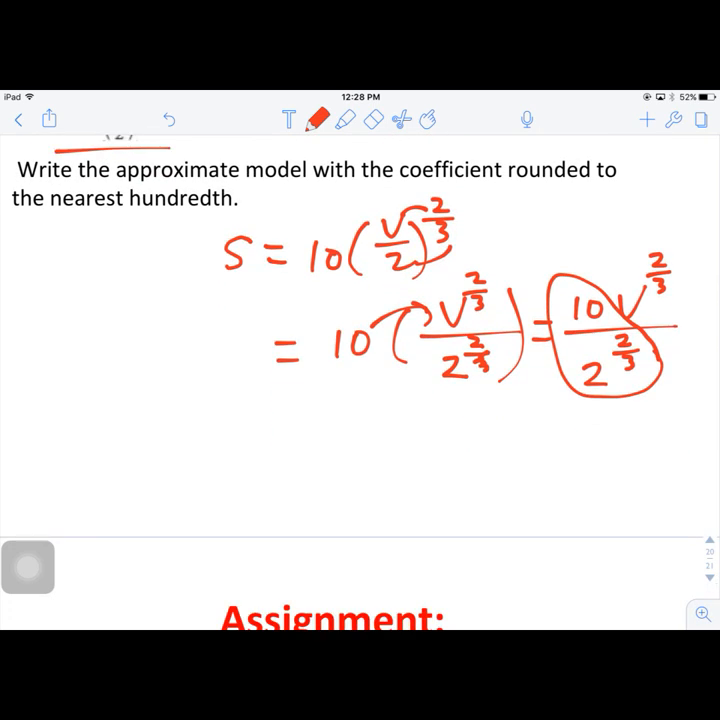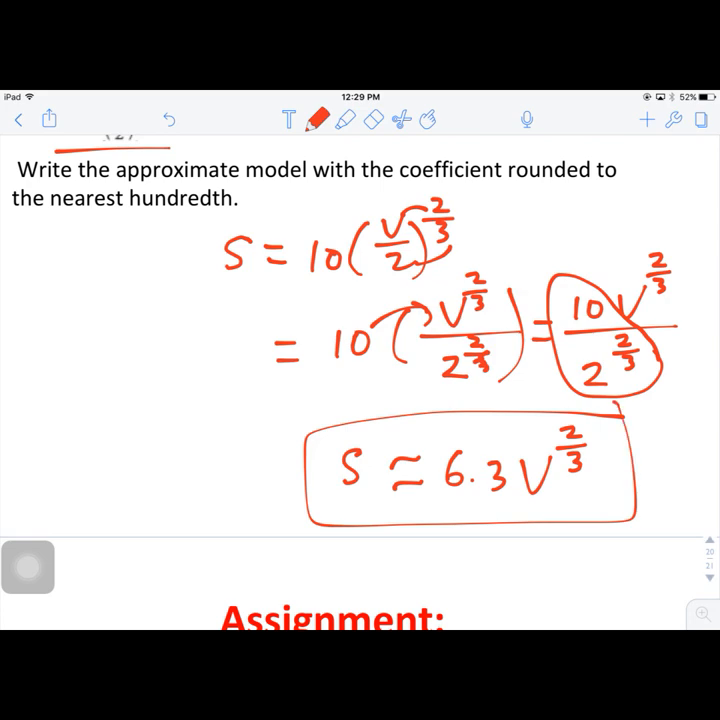And so simplifying 10 divided by 2 to the 2/3, we will have S is approximately 6.3 V to the 2/3. And that is the model with the coefficient rounded to the nearest hundredth. We actually will just leave it at 6.3 V to the 2/3. And that is the final answer.